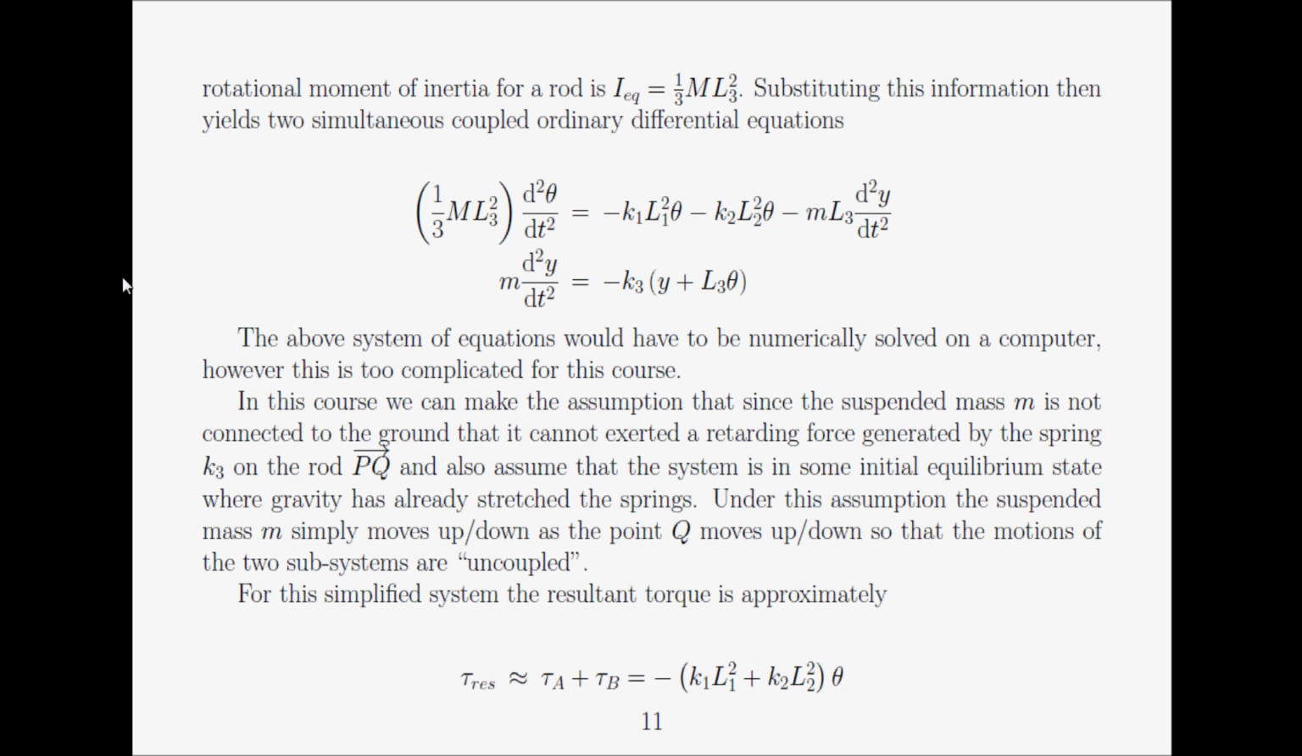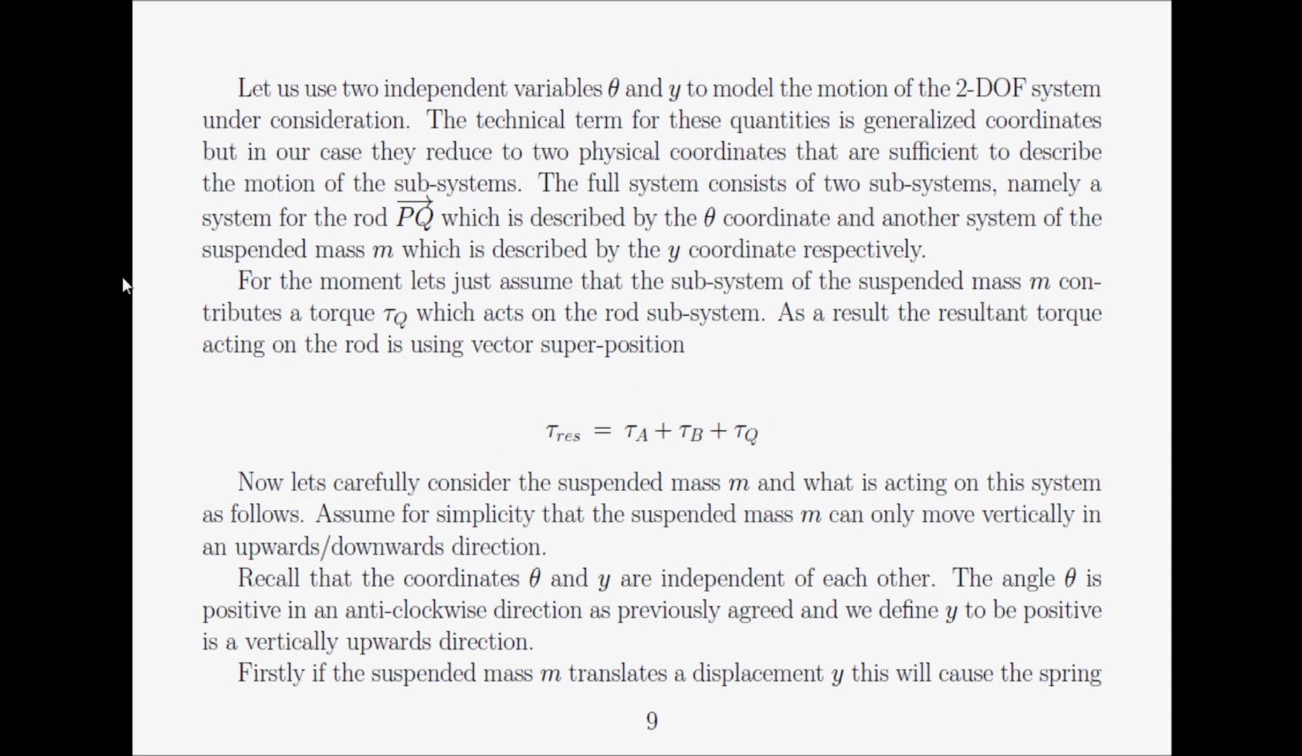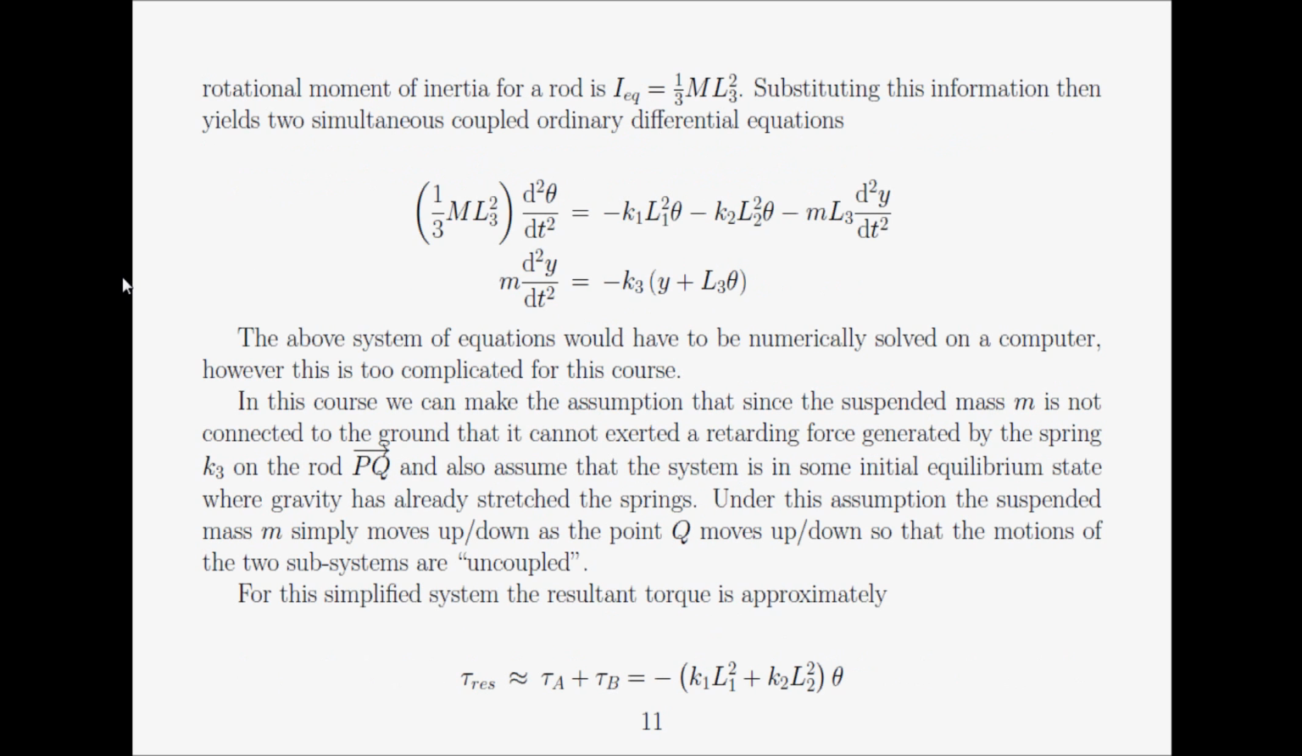Recall Newton's second law. Resultant torque is moment of inertia times angular acceleration. The moment of inertia is 1/3 M L3 squared. The angular acceleration is the double derivative of the rotational displacement, and this is the resultant torque acting on the system: torque A plus torque B plus torque Q. We have an equation, and we also have an equation for the suspended mass motion. So there are 2 degrees of freedom in this particular system. In other words, theta and y are both necessary to describe the motion of the system.